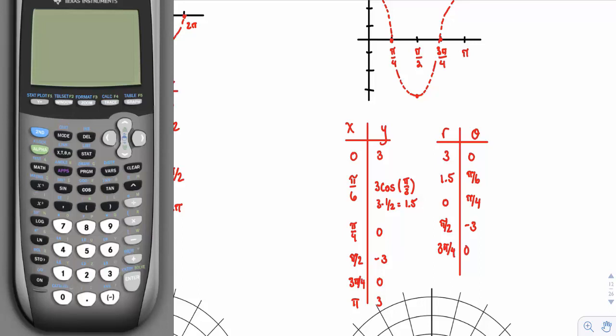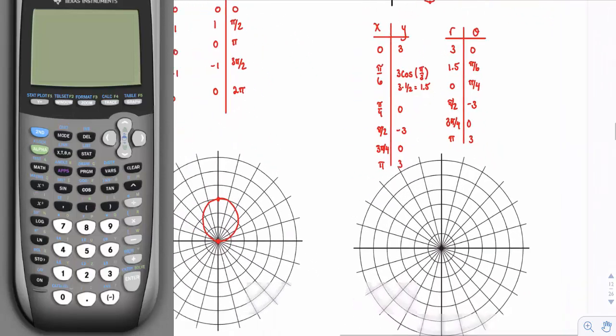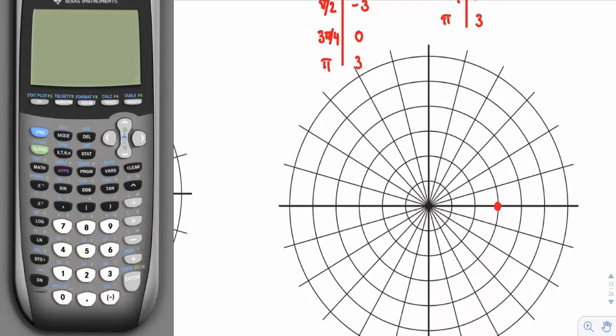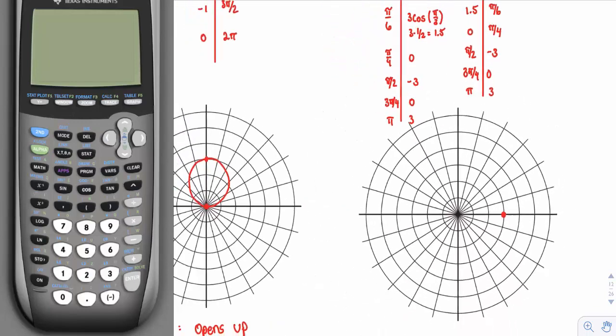And your last point is going to be pi and 3. Okay, so now we're going to go ahead and start plotting these points and see what kind of curve we end up with. So my first point is going to be at 3, 0, so I'll keep the same scale on this one. So I'm going to go 3, 0. My angle is 0, so I'm not going anywhere. I'm just plotting that point right at 3.